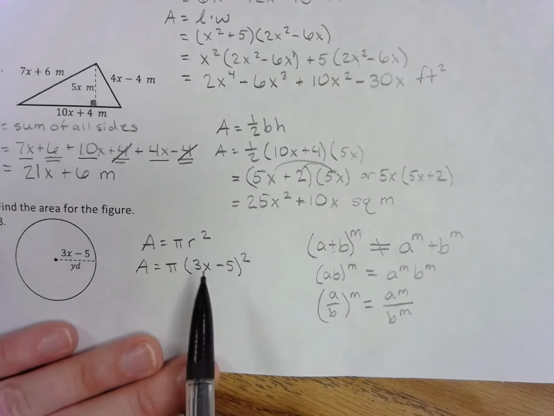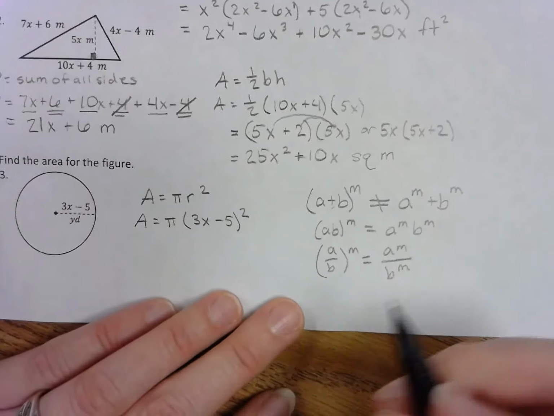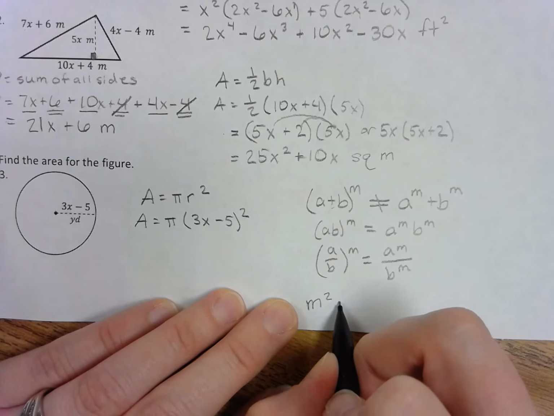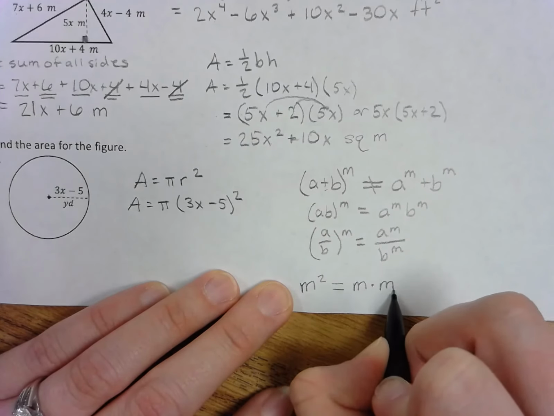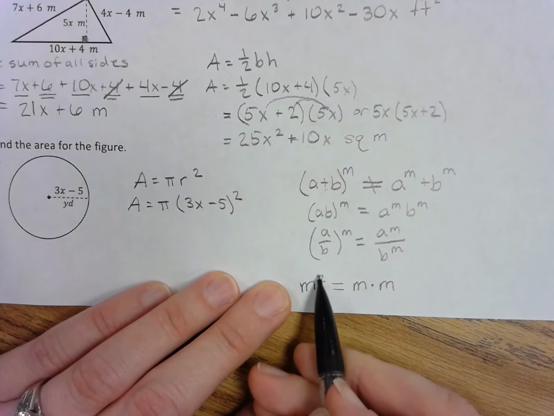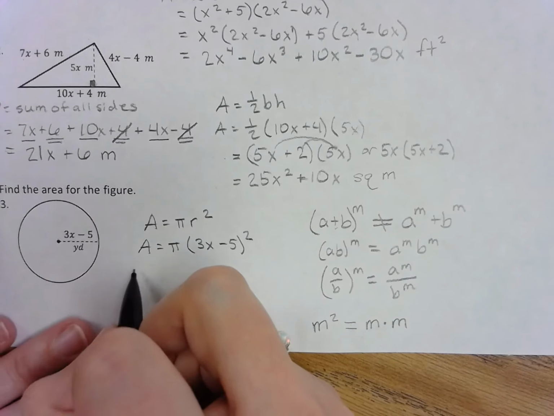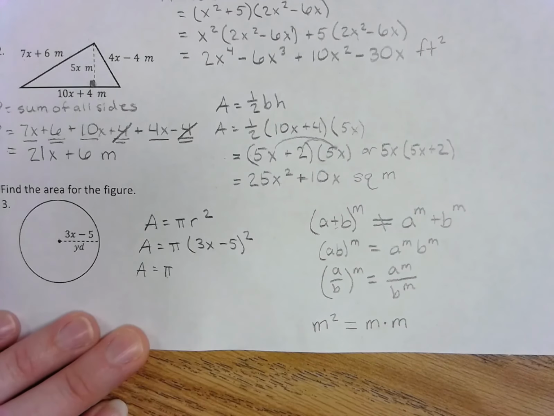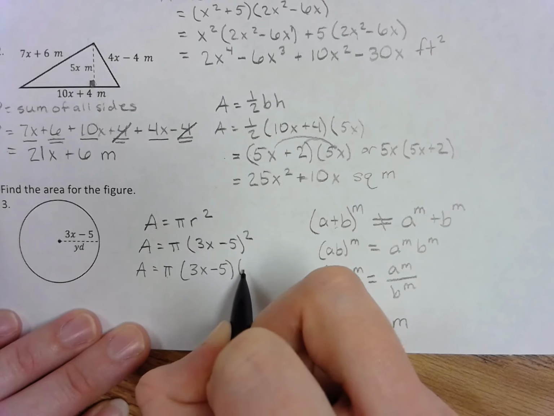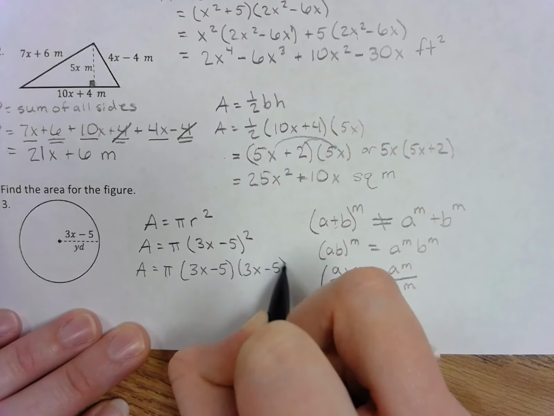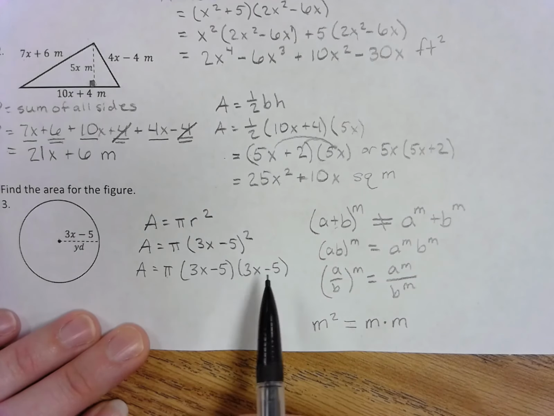So let's go back here and think. If I've got this whole binomial squared, what does squaring mean? Let's just talk about what m squared actually means. Well, m squared means m times m. So it's repeated multiplication. It tells me how many times we're multiplying that thing together. So that's exactly what we're going to do with this binomial. Of course, the pi, we just stick in the front for now. The 3x minus 5, we write out twice. That's what squaring means. So (3x minus 5) quantity squared, that whole thing squared, means 3x minus 5 times 3x minus 5.